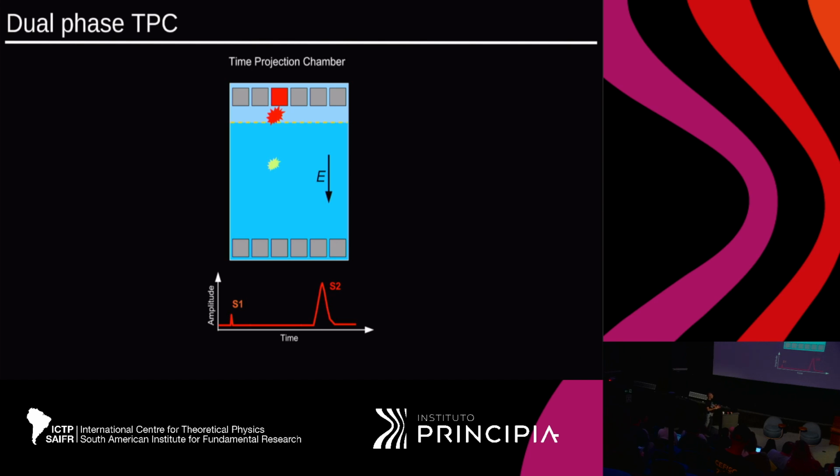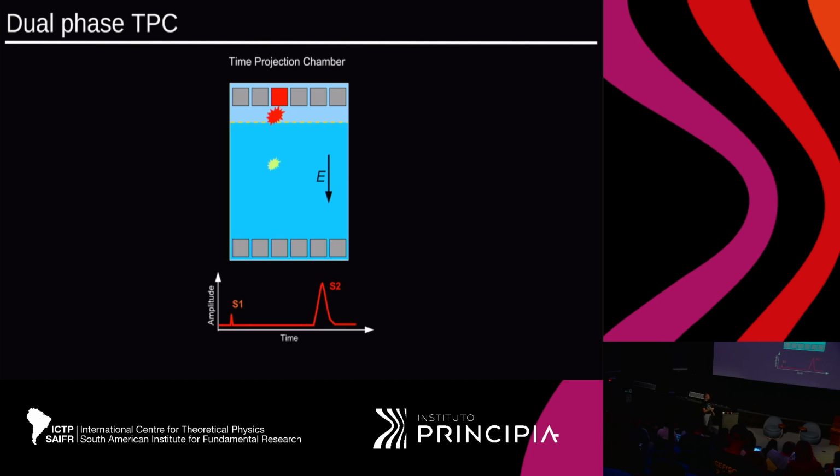And this is a very, very smart design, because having these two signals allows you to do many things. One thing is that just by looking at the time difference between these two signals, you can tell where this event took place, because you know the speed at which the electrons travel through the liquid, okay? And just by simple kinematics, you can reconstruct where it happened. So it gives you a very good spatial resolution in this vertical direction, okay?